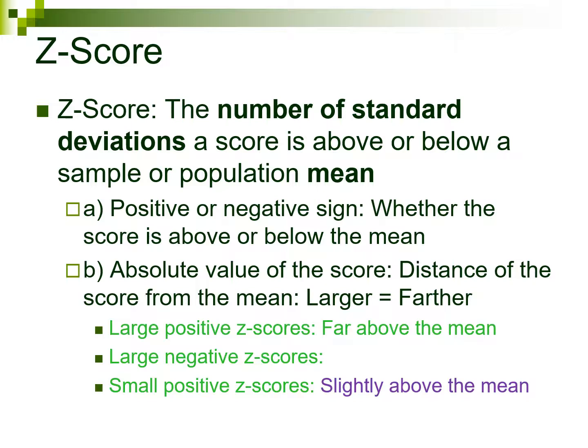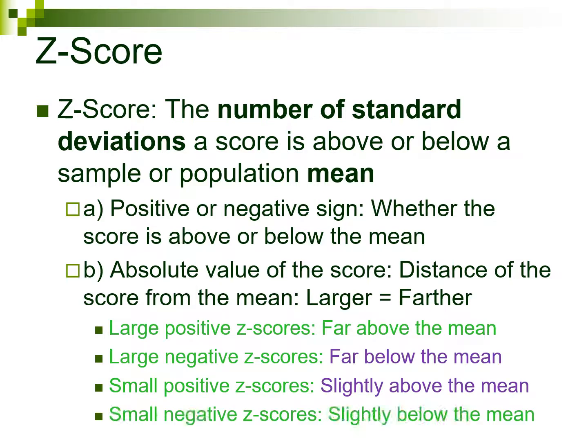A large negative z-score would be a score that's far below the mean. Anything that's less than -2, like -2.5, -3, -4, those would be large negative z-scores that are far below the mean of the distribution. And then a small negative z-score would be a z-score slightly below the mean. Generally speaking, anything from about -0.1 to -2 would be scores that are slightly below the mean.